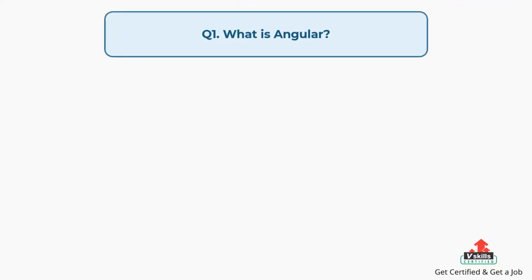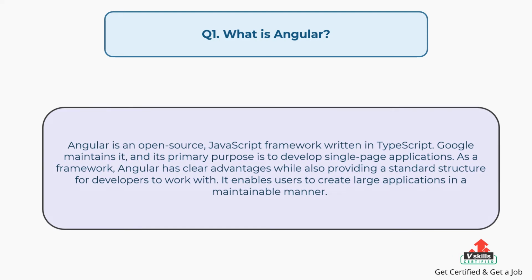What is Angular? The answer is Angular is an open-source JavaScript framework written in TypeScript. Google maintains it, and its primary purpose is to develop single-page applications. As a framework, Angular has clear advantages while also providing a standard structure for developers to work with. It enables users to create large applications in a maintainable manner.